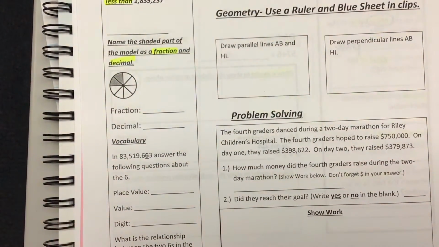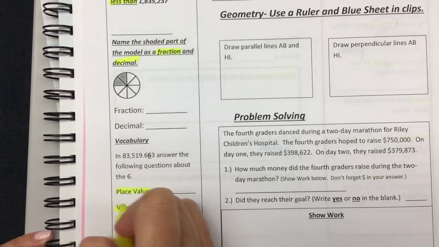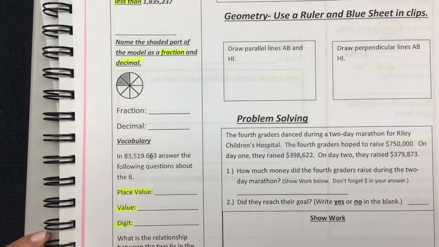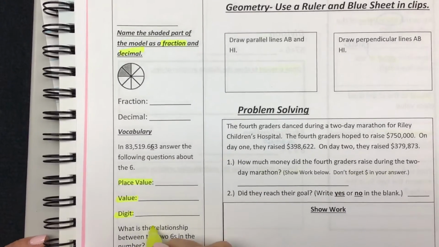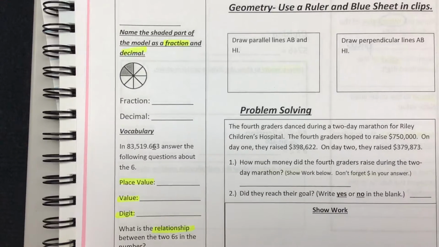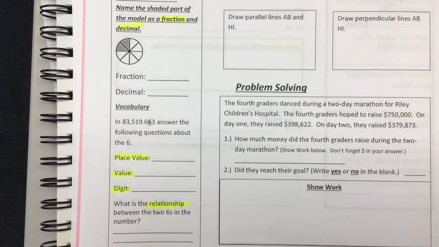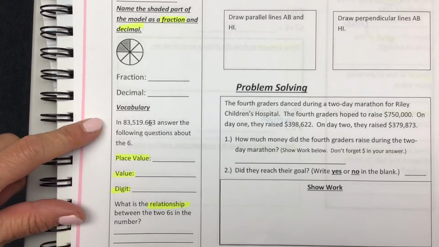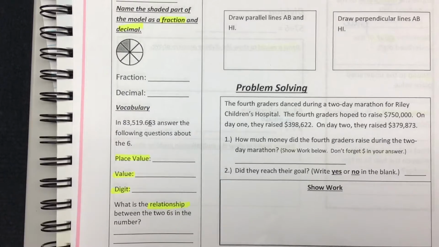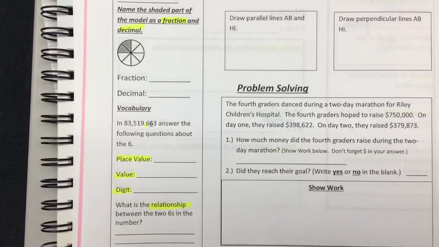Okay, answer the following questions about the 6. We need the place value, we need the value, and we want to know the digit that's underlined, or the 6. What is the relationship between the 2 6s and the number? It's just like the other side, but it's with a decimal. Okay, should we highlight this decimal so we remember that that's not the tens place?